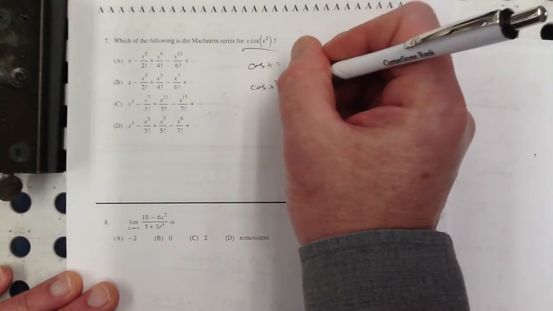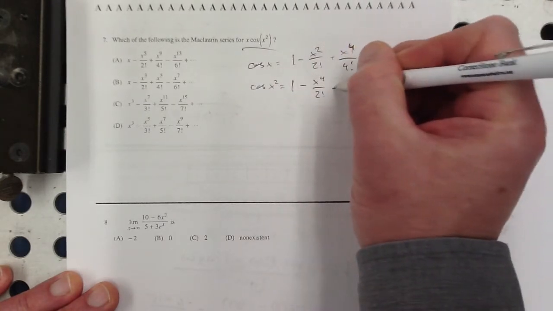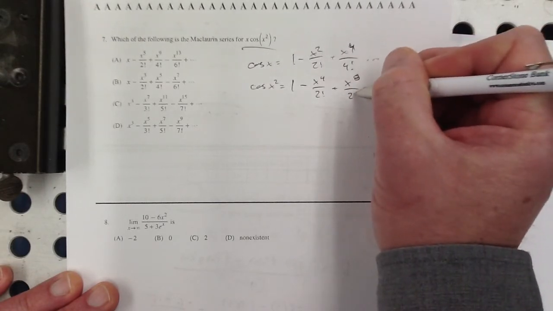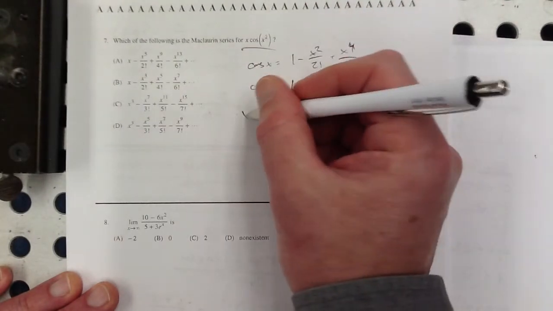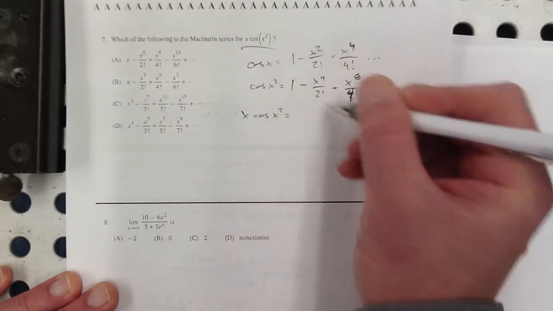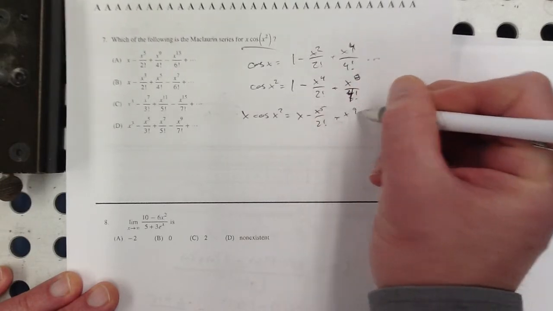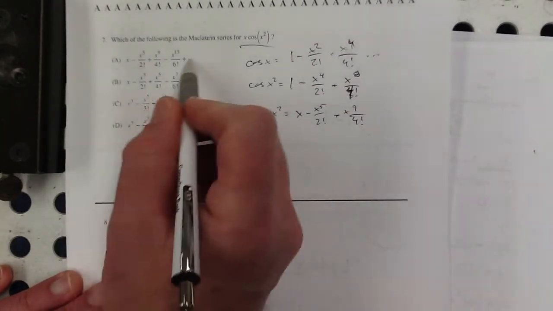And then if I plug in x squared into that, that's 1 minus x to the 4th over 2 factorial plus x to the 8th over 4 factorial, sorry. And if I multiply by x, then I get x minus x to the 5th over 2 factorial plus x to the 9th over 4 factorial, and so on. Geez, I hope that's there. Oh yeah, it is. There it is. Answer choice A.